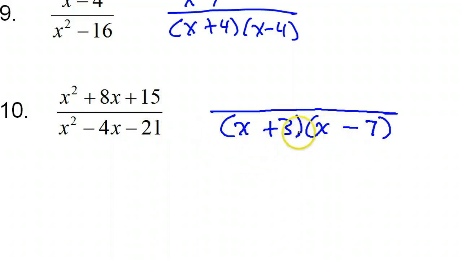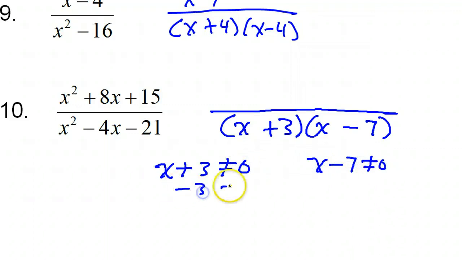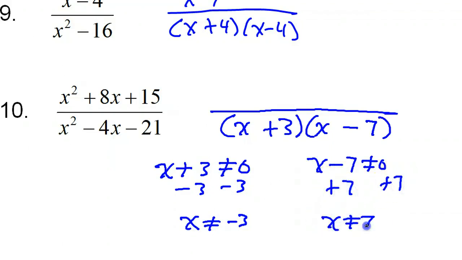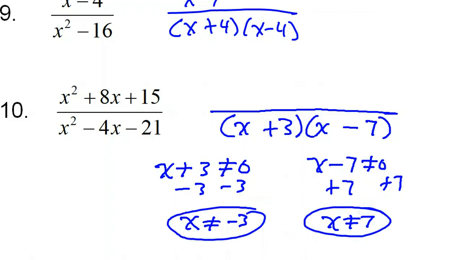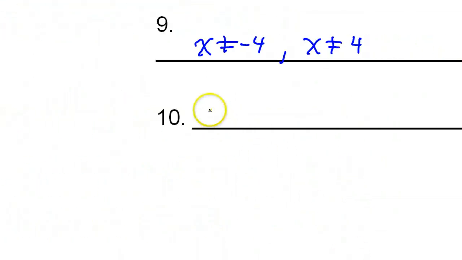And the way I'm getting these excluded values, the denominator can't be 0. So that means x plus 3 cannot equal 0, and x minus 7 cannot equal 0. So subtracting 3 from both sides tells us that x cannot equal negative 3. Adding 7 on both sides tells us x cannot equal 7. Okay, so that's how you do that.